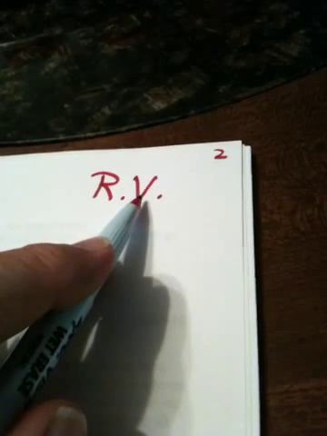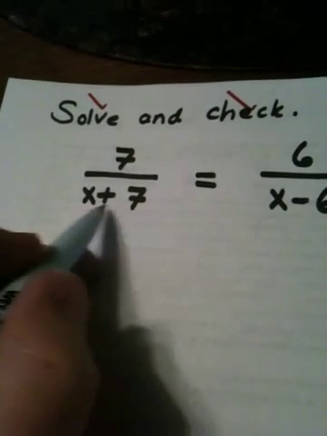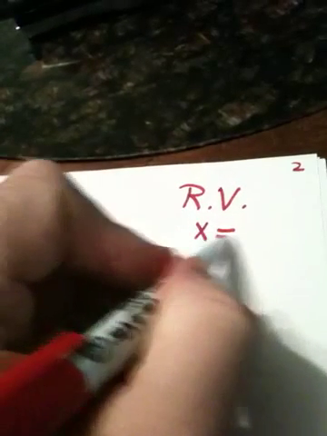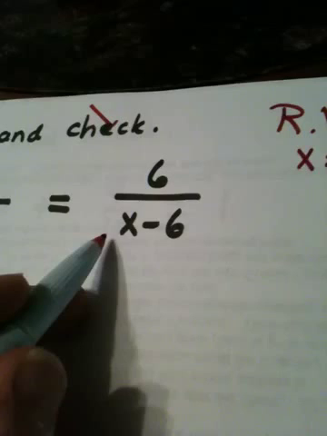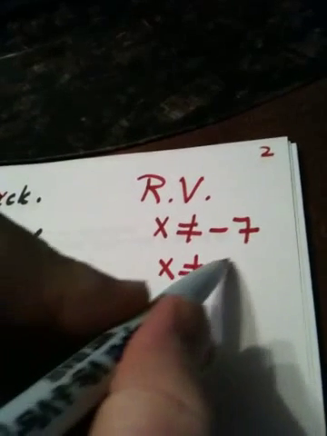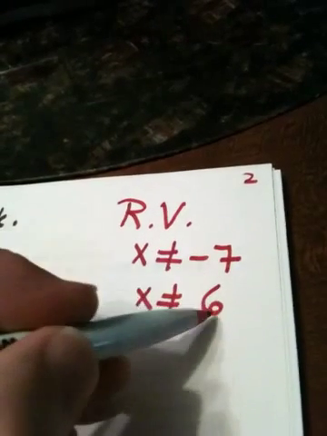I have them state what are called RVs. Not recreational vehicles, people, but restricted values. A restricted value is any number that would make a denominator become 0. So in this first case, the restricted value would be -7. So what I write is x cannot equal -7. In this denominator, the restricted value would be 6, because if I put in a 6, it would make the denominator become 0. X cannot equal 6. So my two restricted values are -7 and 6.